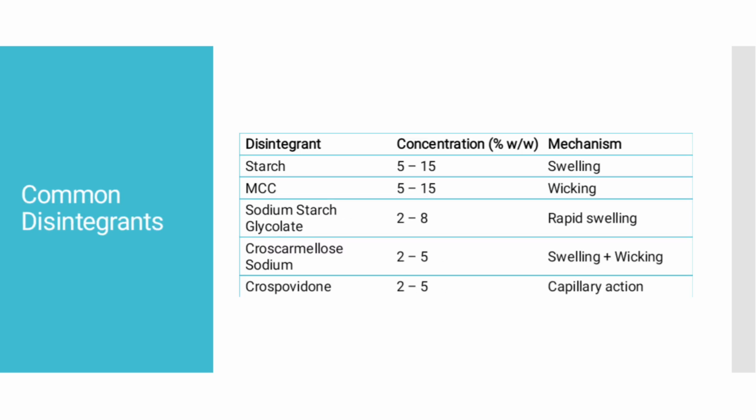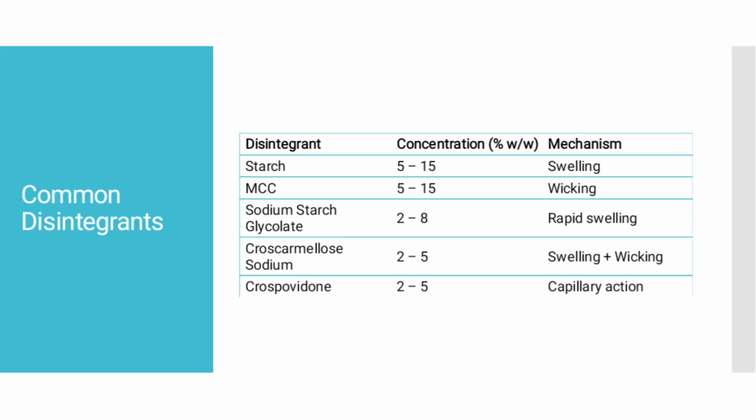Moving to next slide. So next slide is about common disintegrants. So students, you are aware that disintegrants help tablets break apart after administration. Common disintegrants include starch in concentration of 5 to 15% and it works by swelling. Okay. Then MCC in concentration of 5 to 15%, it works by wicking, that is acting to absorb or draw off liquid by capillary action.